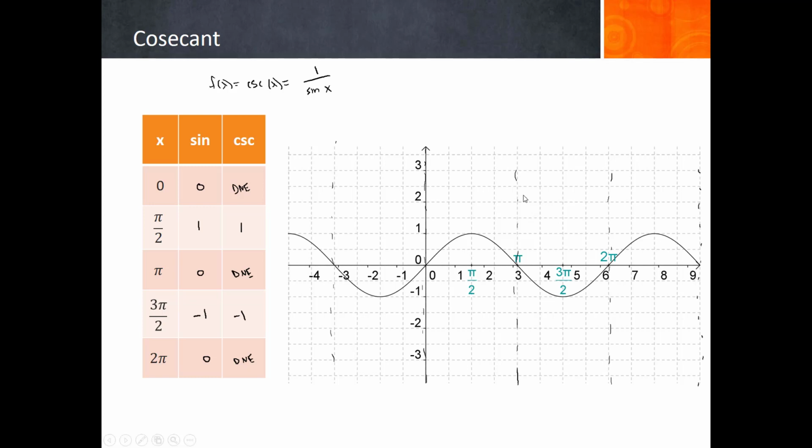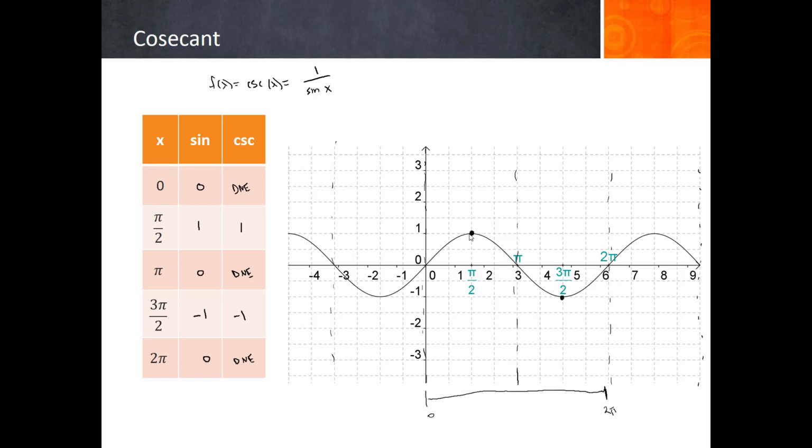Okay. So the only points I actually can put on here are at pi over 2 we have a 1, and at 3 pi over 2 I have a negative 1. And notice these are on the maximums and minimums of the sine graph. In the original sine graph, we talked about this in the previous lesson, its normal period goes from 0 to 2 pi. Same thing is going to happen here because it's just reciprocal.